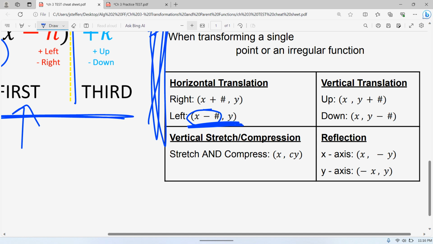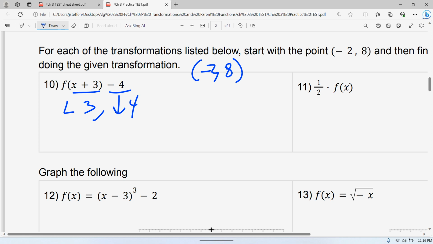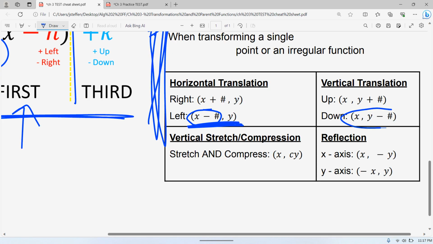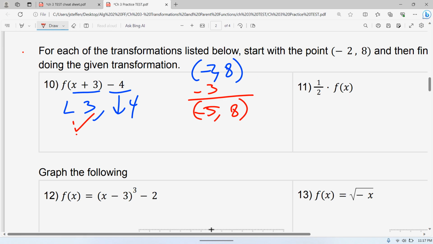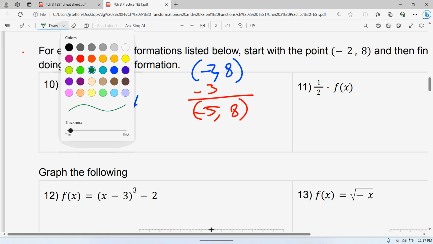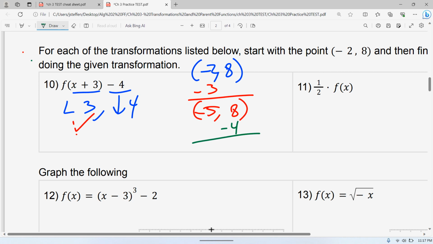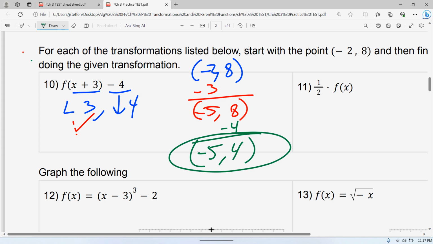So this 1/2 is a vertical compress by 1/2. So I start with -2, 8. Cheat sheet, vertical stretch or compression, doesn't matter. We do the same thing. We multiply by the y value. So we take that y value multiplied by 1/2. So -2 doesn't change. 8 times 1/2 is 4. So your answer is -2, 4. So again, if you use that table as a guide, it shouldn't be too bad for those.